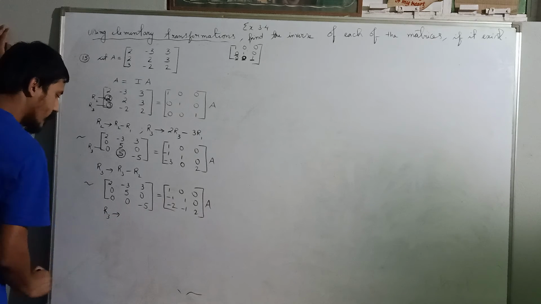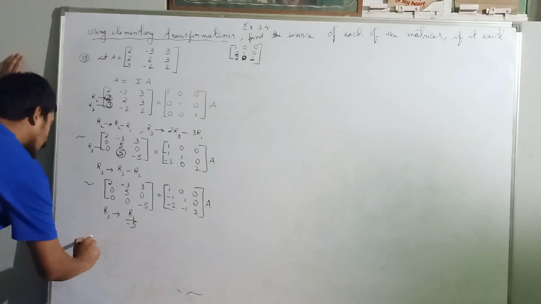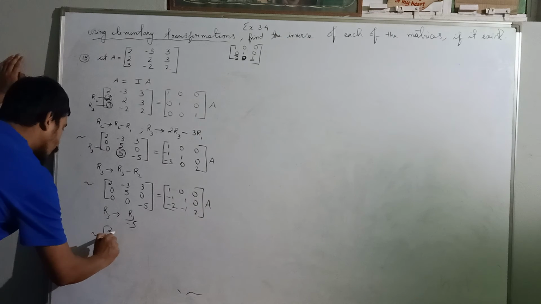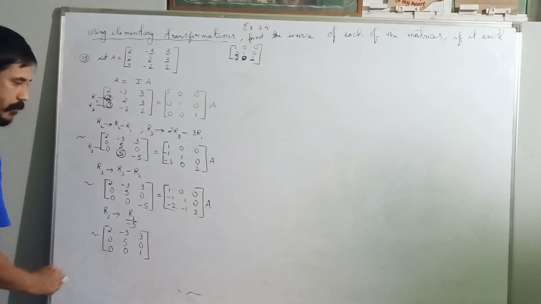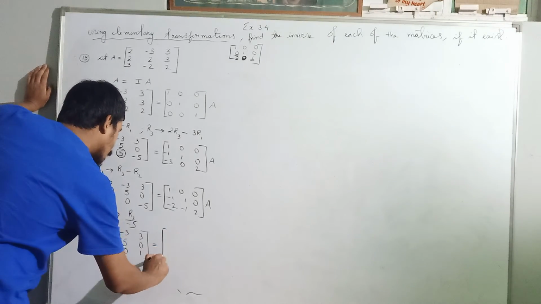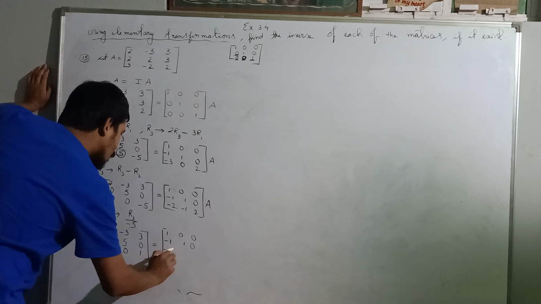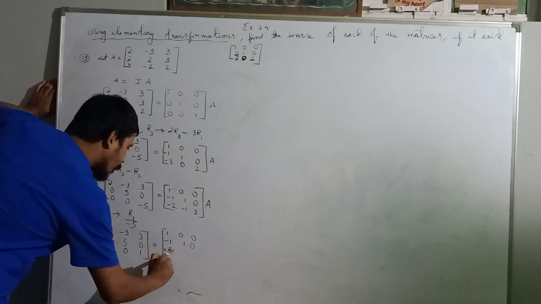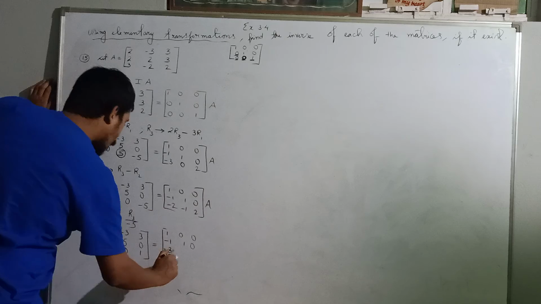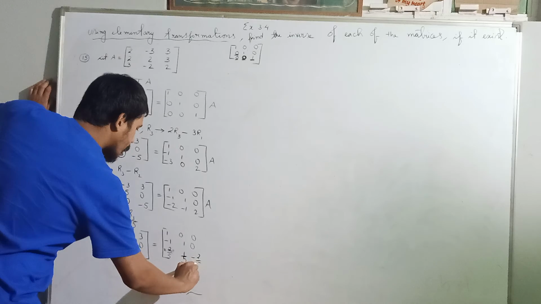R3 goes for R3 upon minus 5. So in that case, this becomes 2 minus 3, 3, 0, 5, 0, 0, 0, 1. Okay? And this is now 1, 0, 0, minus 1, 1, 0, minus 2 divided by minus 5, 2 by 5, yes, it's correct. 1 by 5, alright. Minus 2 by 5, yes, correct.